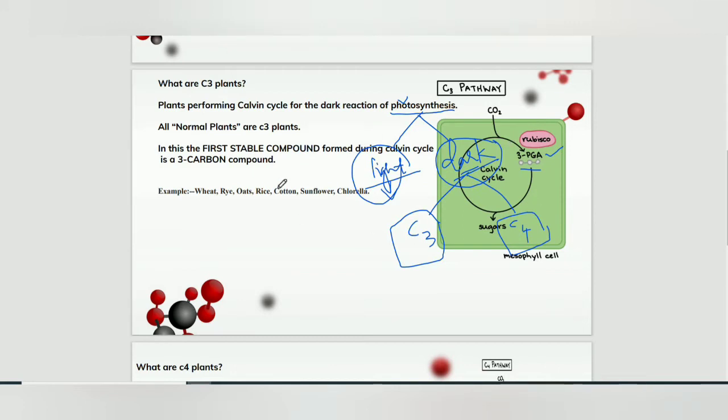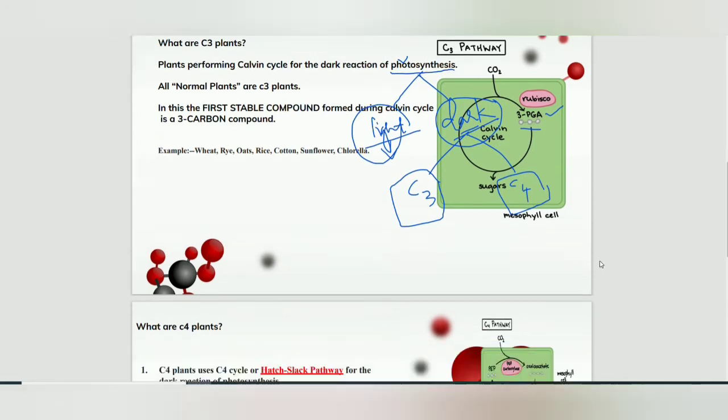So that is why the cycle is called the C3 cycle, and the plants following this are known as C3 plants. Examples of plants having the C3 cycle are wheat, rye, oats, rice, cotton, sunflower, and chlorella. All these plants are C3 plants. Okay, so now we will see what C4 plants are.